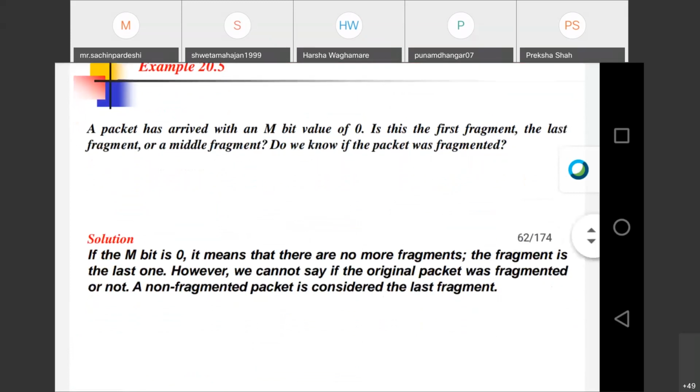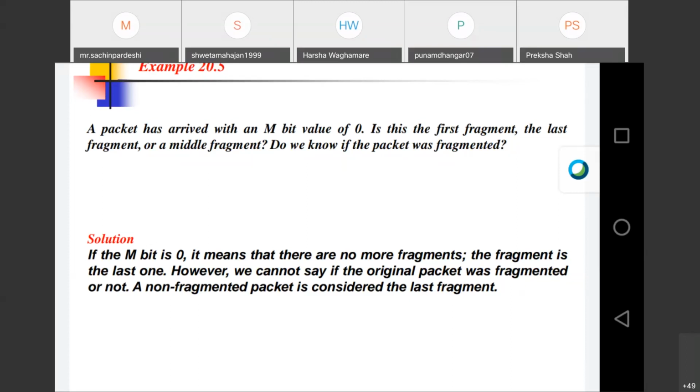Now we'll see a few problems which are very simple. Understand this complete IPv4 packet format. Okay, so first problem: a packet has arrived with an M-bit value of 0. Is this the last fragment or middle fragment? Do we know if the packet was fragmented? The answer is very simple. M is more fragment. M equal to 1 means yes, more fragments are available. M equal to 0 means no more fragments are available.